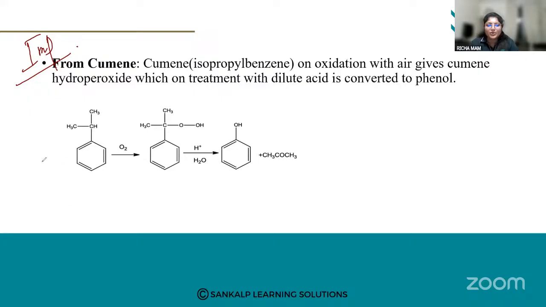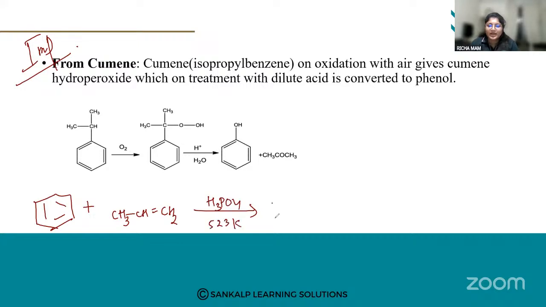How are we going to prepare cumene, that is isopropyl benzene? I'm going to take benzene and react it with propene, CH3-CH=CH2, in the presence of phosphoric acid at 523 Kelvin. I am going to get cumene, that is C6H5-CH(CH3)CH3.